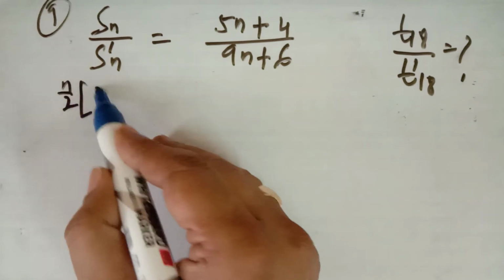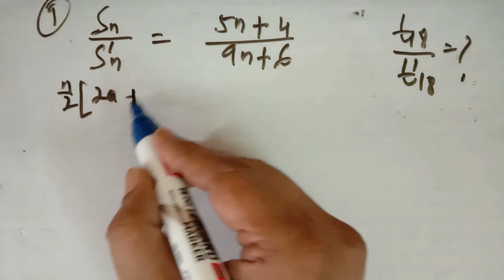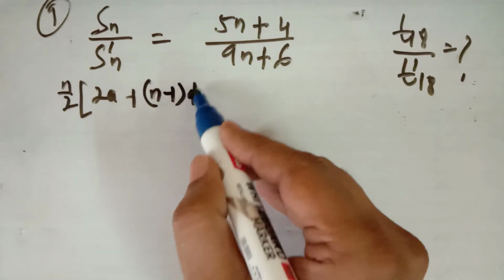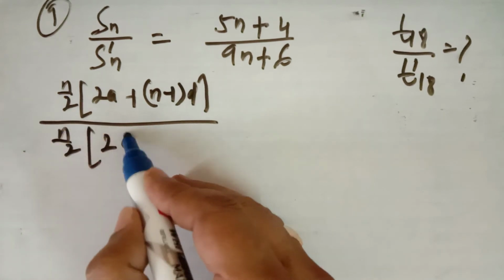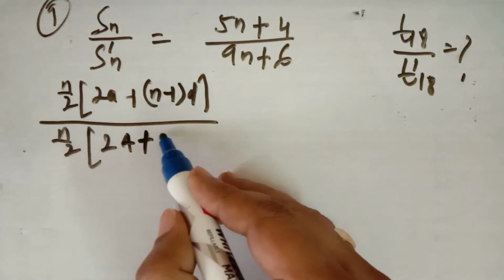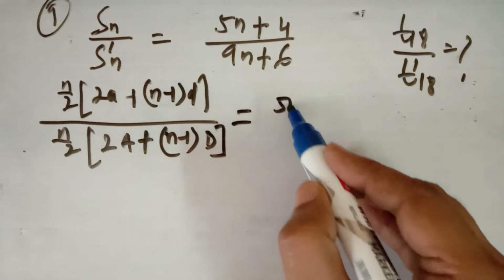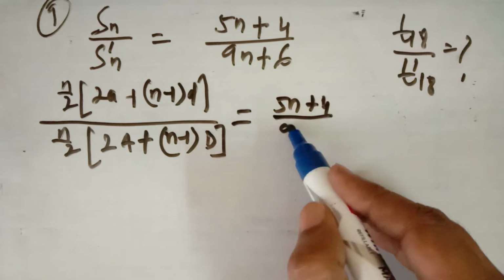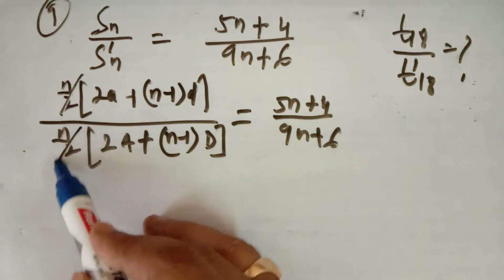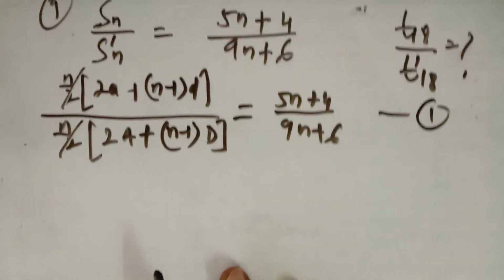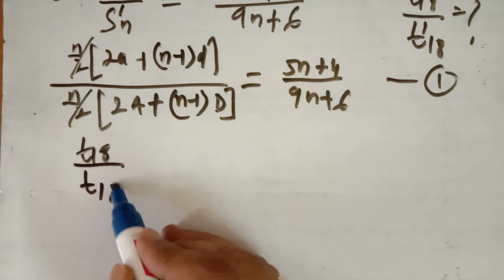N by 2. Let the first term of the first arithmetic progression be a, and the common difference of the first arithmetic progression be d, and the number of terms is the same. Let the first term of the second arithmetic progression be capital A, and the common difference be capital D, and the ratio is 5n plus 4 upon 9n plus 6. It is given. So this will be cancelled out. Let us call it 1. Now you have to find the ratio between the 18th terms.